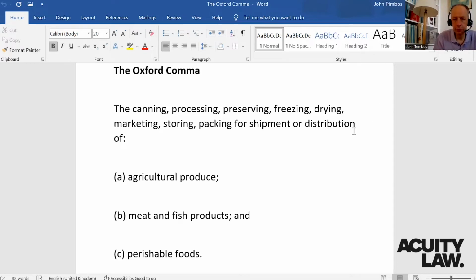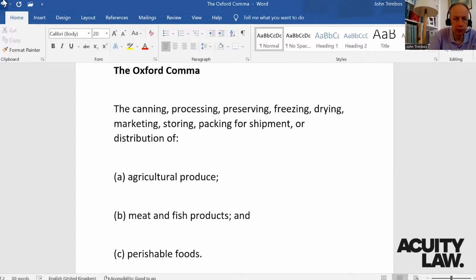And then the argument got very grammatical, because the employers said, look, it's just a matter of modern English writing style. In modern English, it is customary not to use an Oxford comma, so to put a comma before the and or the or at the end of the sentence. Just here, look, I'll insert the Oxford comma. There it goes. And if you insert an Oxford comma like that, and it goes packing for shipment, comma, or distribution of agricultural produce, and so on, then it does look more like two separate items rather than one.